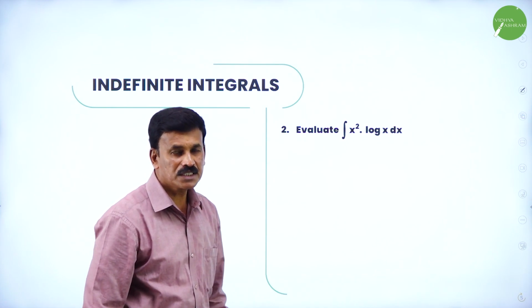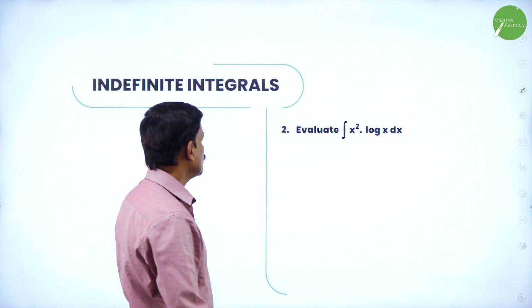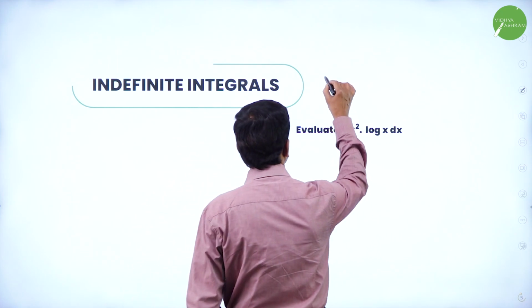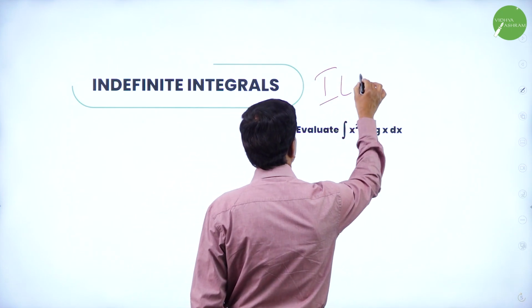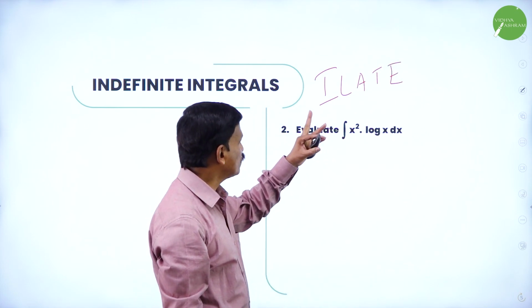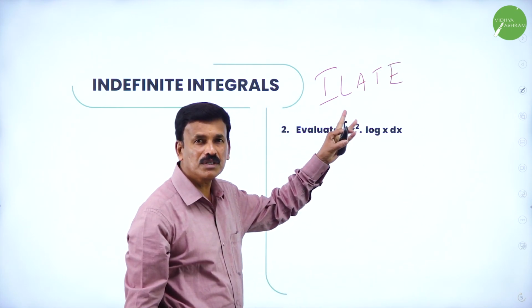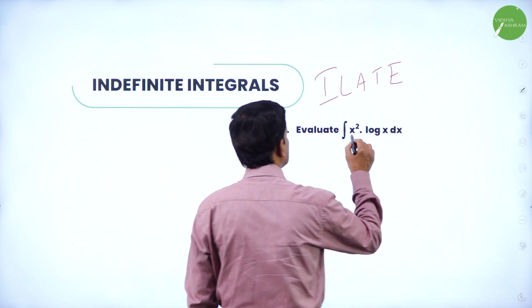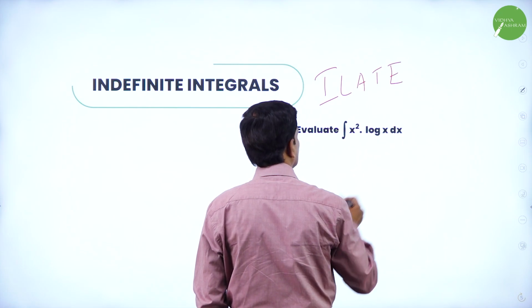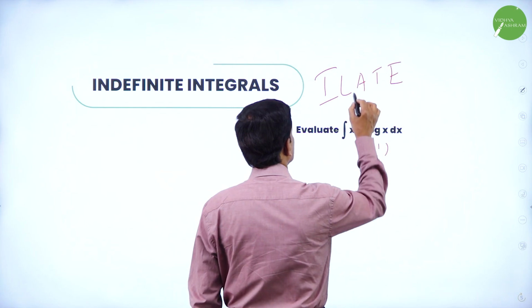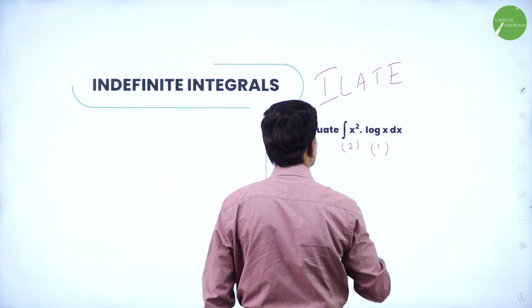So this is integration by the method of parts. Integral of x square log x. For integration by parts, this is very important: ILATE, I-L-A-T-E. So inverse function, logarithmic function, algebraic function, trigonometric function, exponential function. Now here, since it is algebraic and logarithmic function, first consider logarithmic function as the first function and algebraic function as the second function.